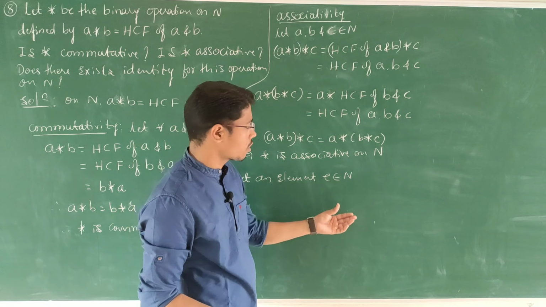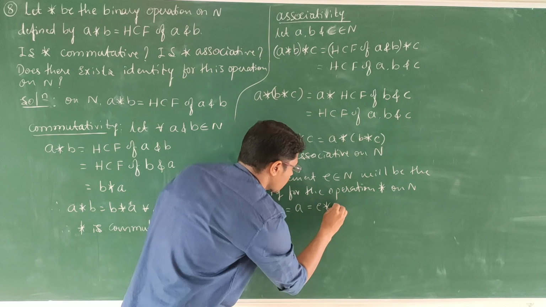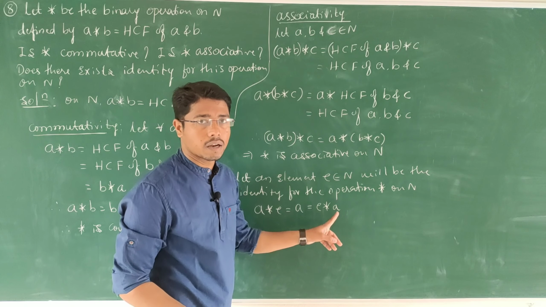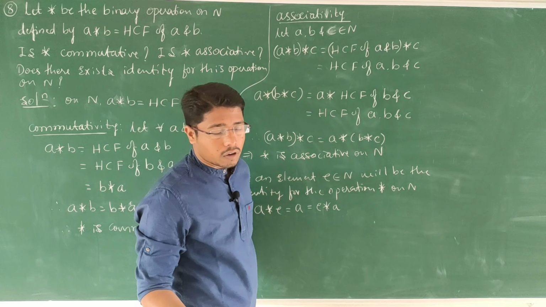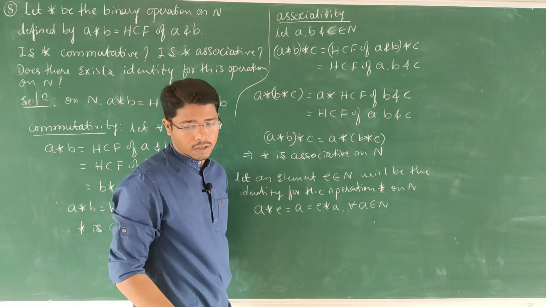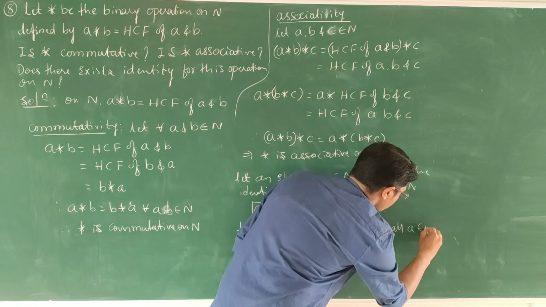So for the existence of identity, the condition is A star e equals A, which is equal to e star A. That means the HCF of A and e is A, and the HCF of e and A should be A, for all A belonging to N. But this relation is not true for all A belonging to N.